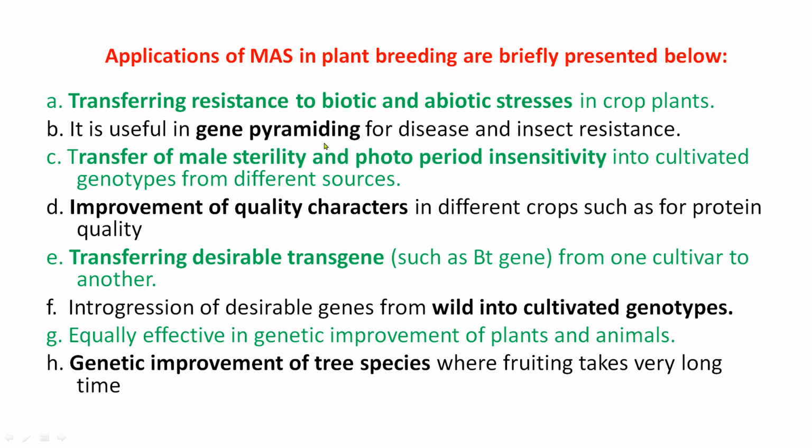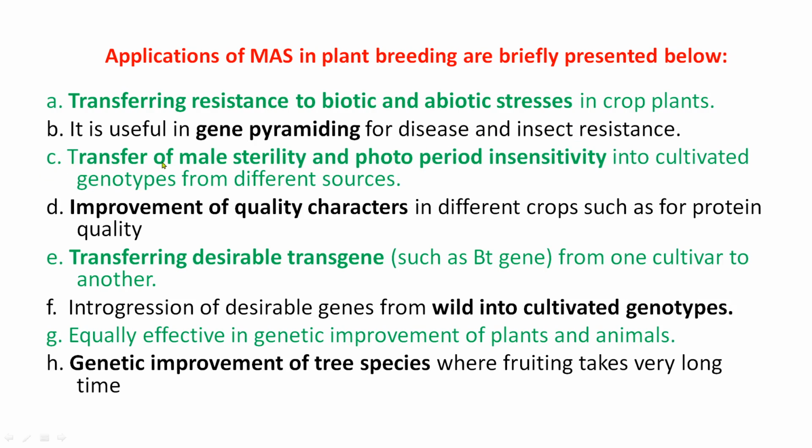It is useful in gene pyramiding for disease and insect resistance. What is gene pyramiding? It is the introgression of 2 or more different genes for resistance against 2 or 3 different diseases, or 2 different strains of a particular disease or insect, okay. Or resistance against some diseases and some insects, okay. So gene pyramiding is introgression of more than 1 gene into an individual, or a single host.